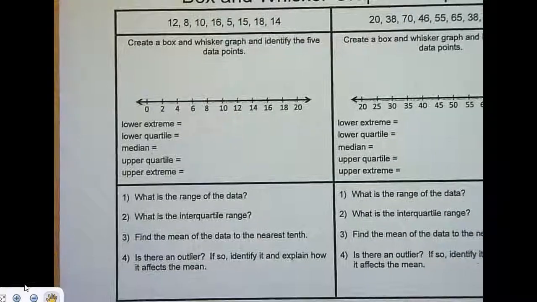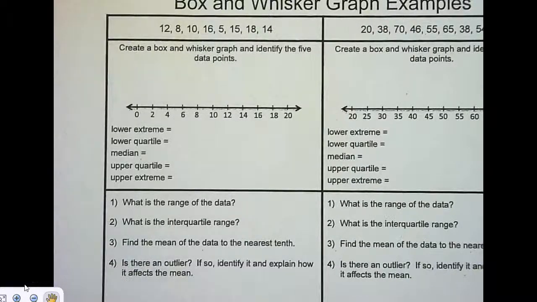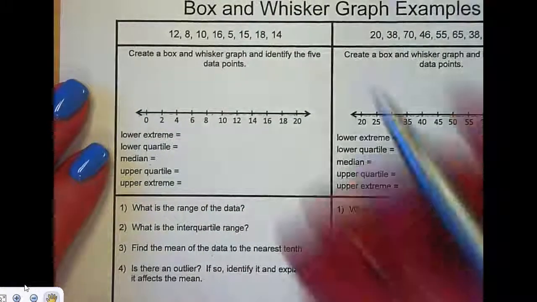All right, so our data set, our numbers are 12, 8, 10, 16, 5, 15, 18, and 14. So we're going to create a box and whisker graph and identify the 5 data points. What's the first thing that we need to do before we can start graphing minimums and maximums and medians? What's the first thing you always do with a data set? Put it in order from least to greatest.